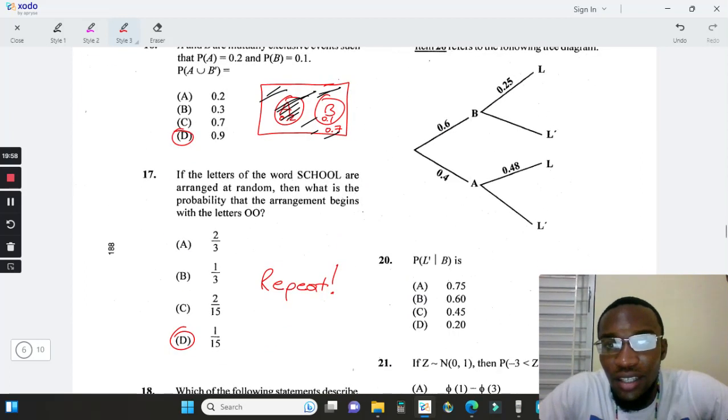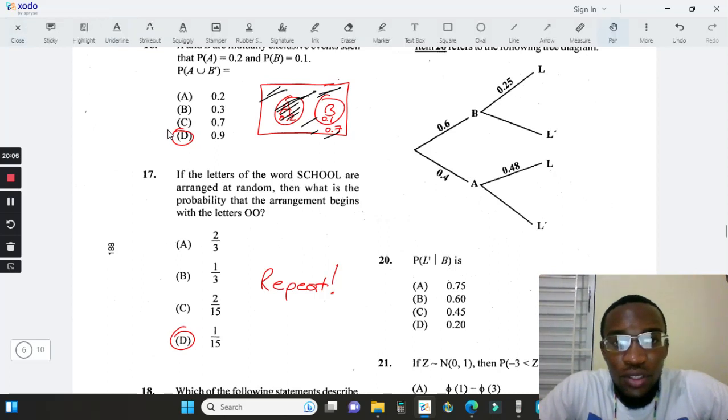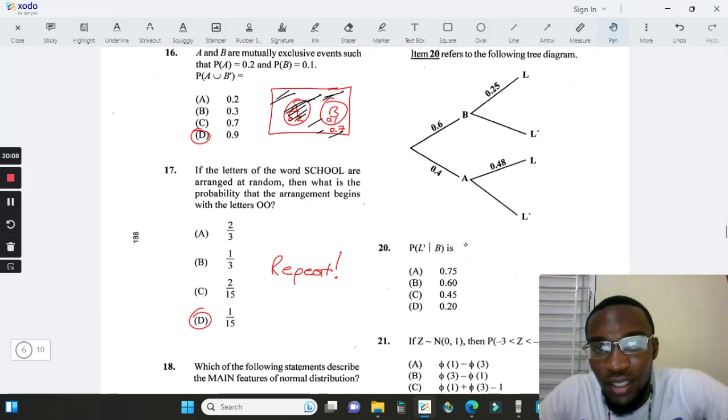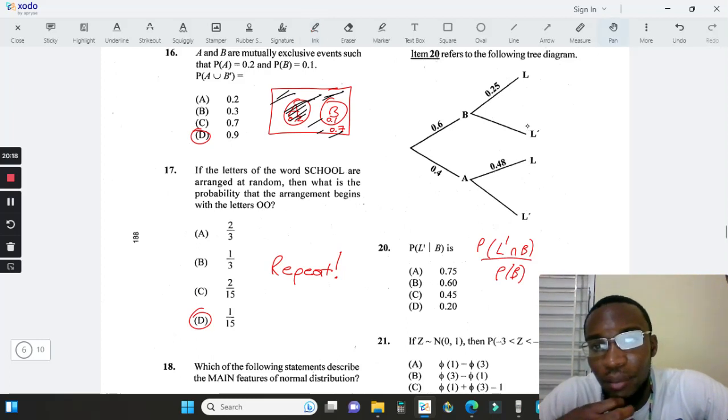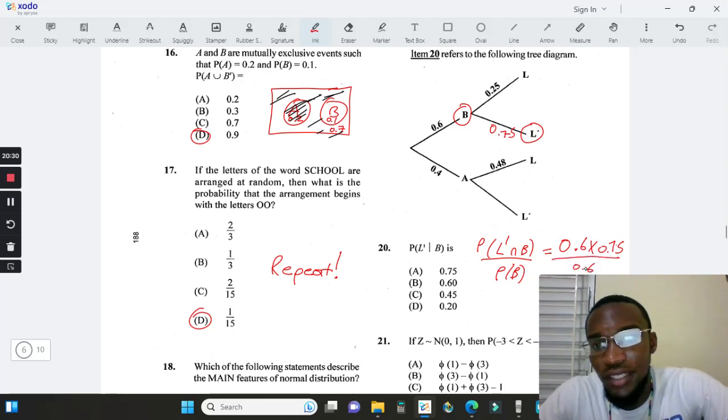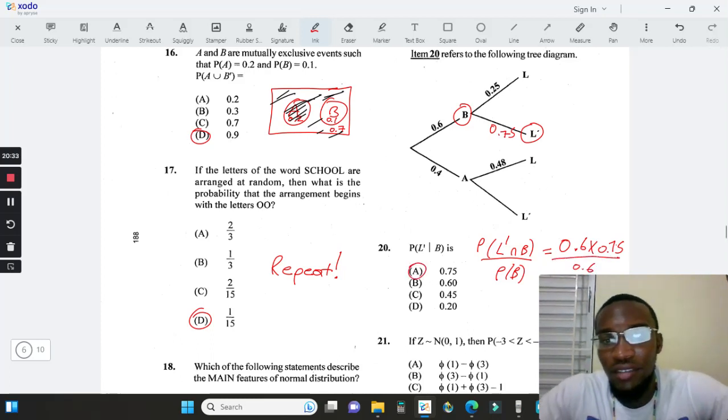Number 20 is also a repeat, but I just don't remember it. So working this out, they want us to work out the probability of L prime given B, which you know is the probability of L prime intersect B over the probability of B. L prime and B, multiply them: 0.6 times 0.75, because this would be 0.75, over the probability of B, which is 0.6, and we get our 0.75.